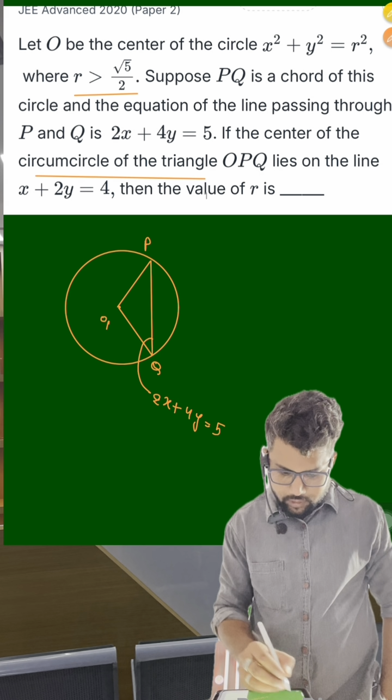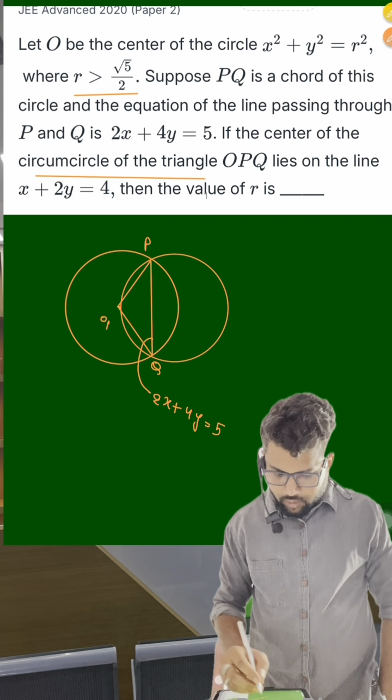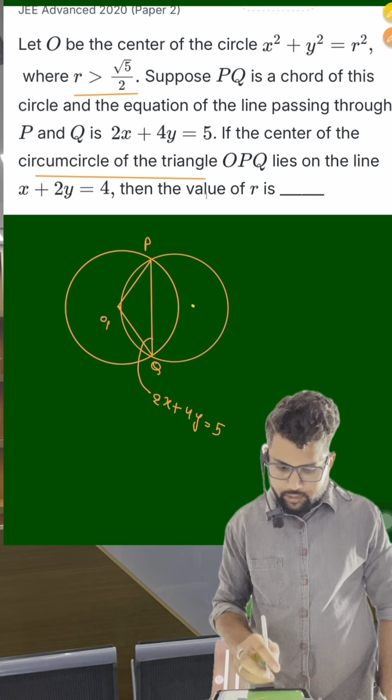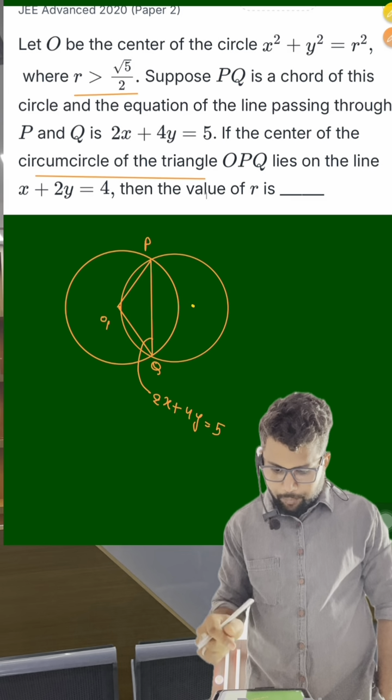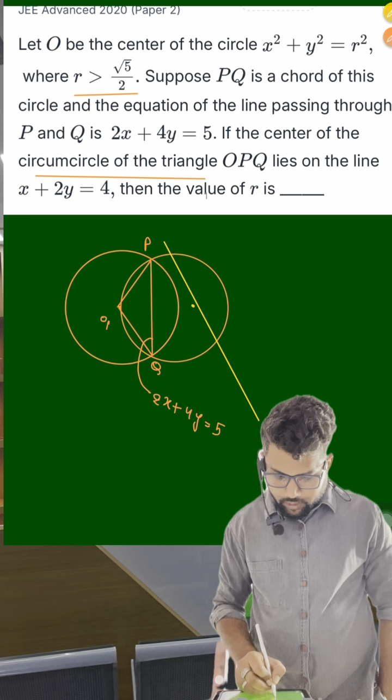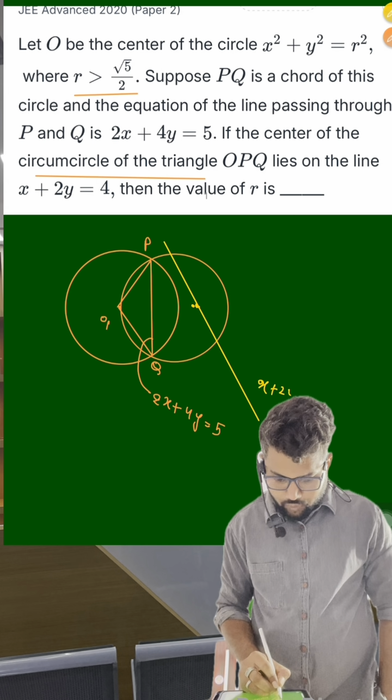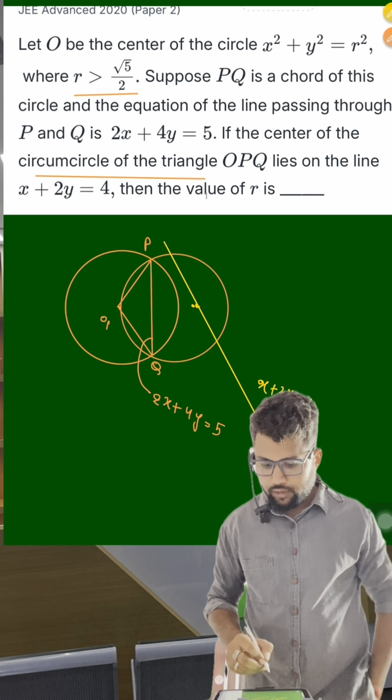Now can you see that the circle is like this, with all three vertices on it? And he says the center of the circumcircle of OPQ lies on a line. So I'll just draw one line, and he says the center lies on this line: x plus 2y is equal to 4. This is the question, and it is also asking for the radius.